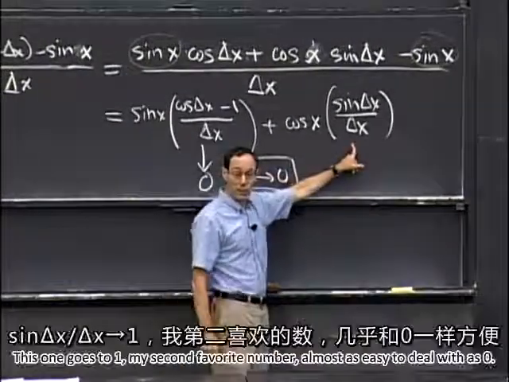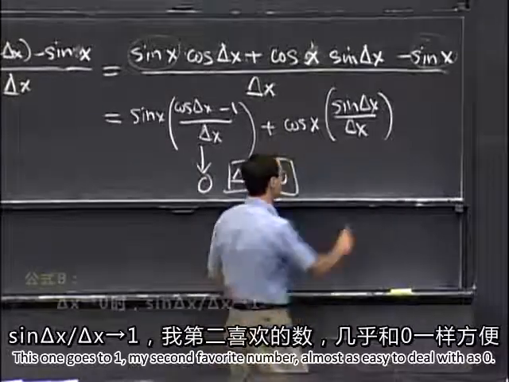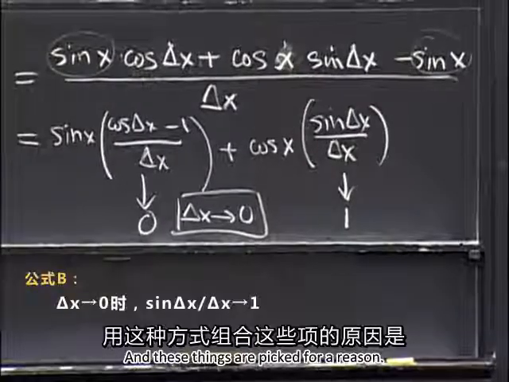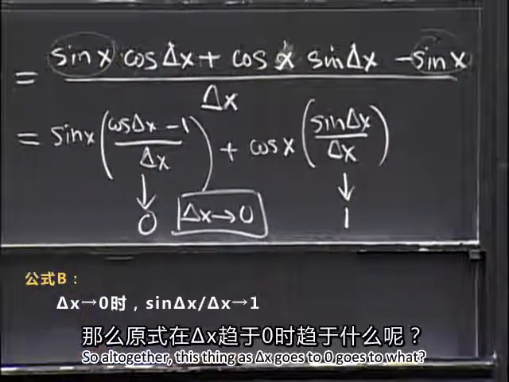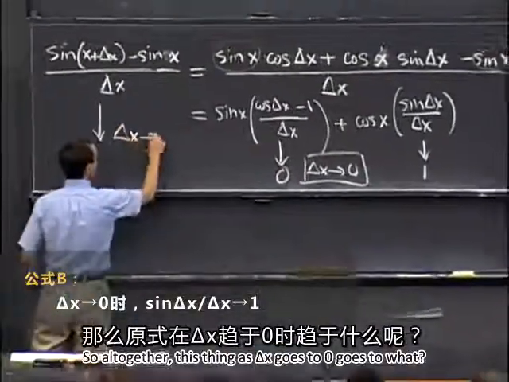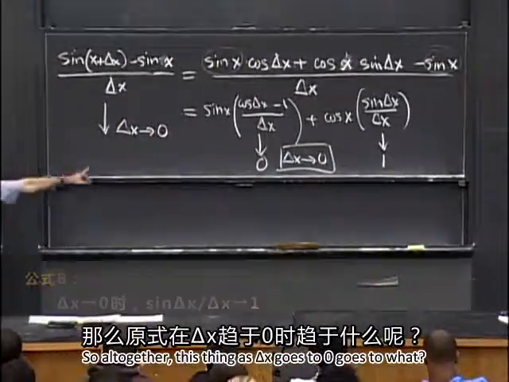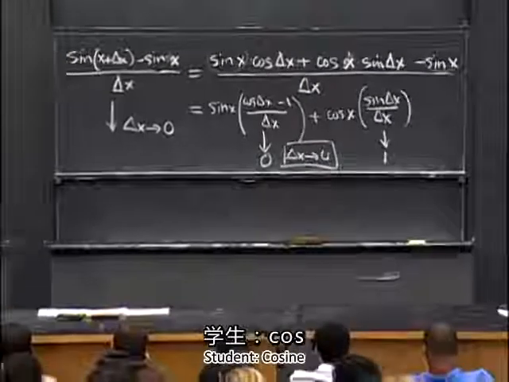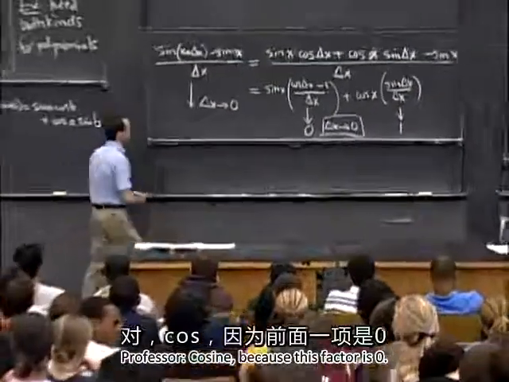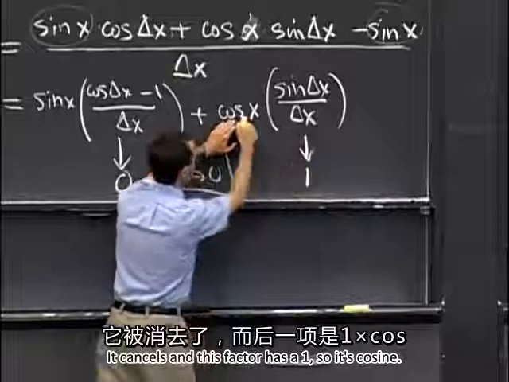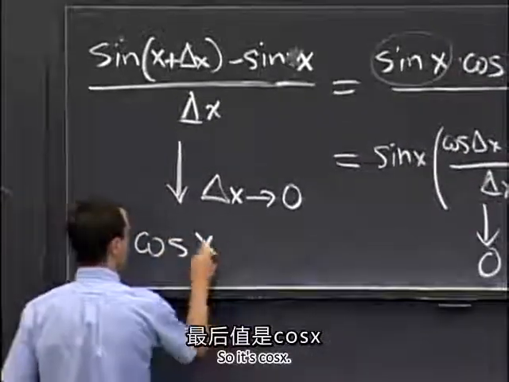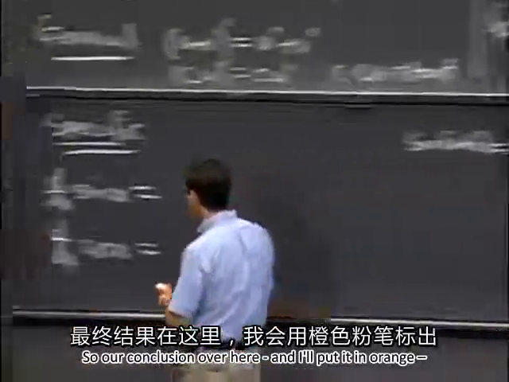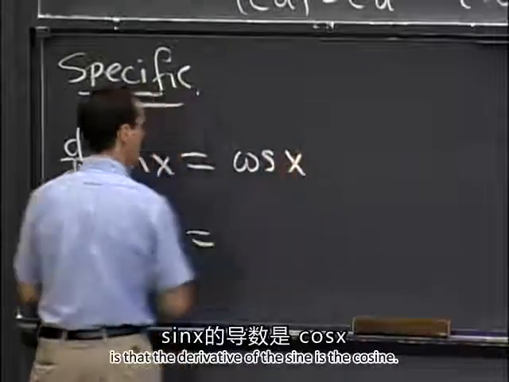Now how about this one? This one goes to 1, my second favorite number, almost as easy to deal with as 0. And these things are picked for a reason. They're the simplest numbers to deal with. So altogether, as delta x goes to 0, this thing goes to what? I want a single person to answer, a brave volunteer. All right, right back there. Cosine. Because this factor is 0, it cancels, and this factor has a 1, so it's cosine x. All right, so our conclusion, I'll put it in orange, is that the derivative of the sine is the cosine.